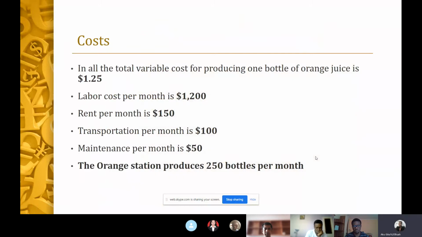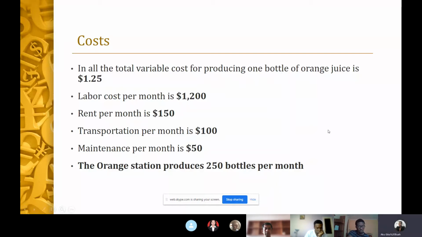She goes in further to analyze, and she realized that the total variable cost for producing 1 bottle of orange juice is $1.25. Labor cost per month is $1,200. Rent per month is $150. Transportation per month is $100. Maintenance per month is $50. And she also realized that at the orange station, each month they produce 250 bottles.